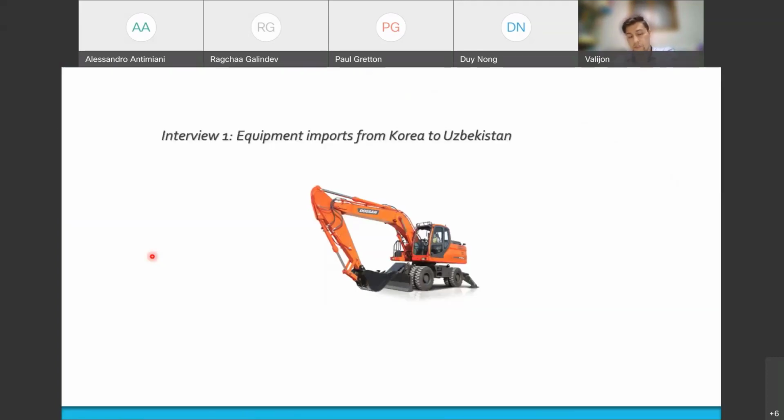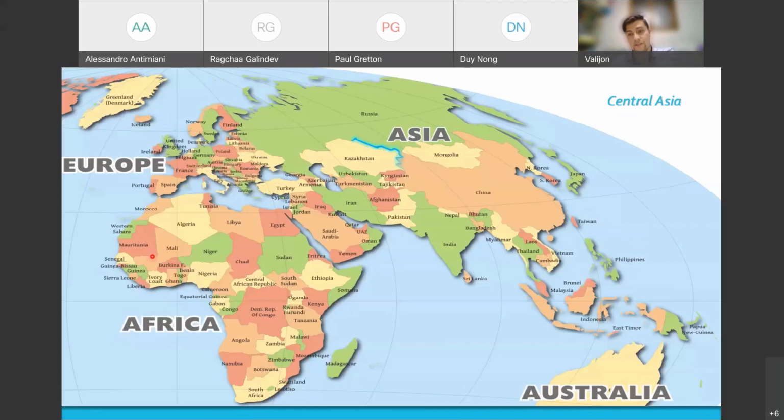So for example, a simple example: equipment imports from Korea to Uzbekistan. Let's see this simple example. If some equipment is imported from Korea, the logistics cost through China, which is land logistics, is like $9,000, while for the same product exported through sea logistics, it is just about $2,000. There is a huge difference.